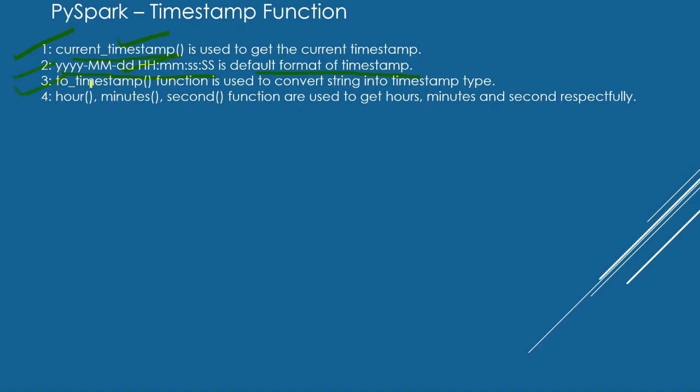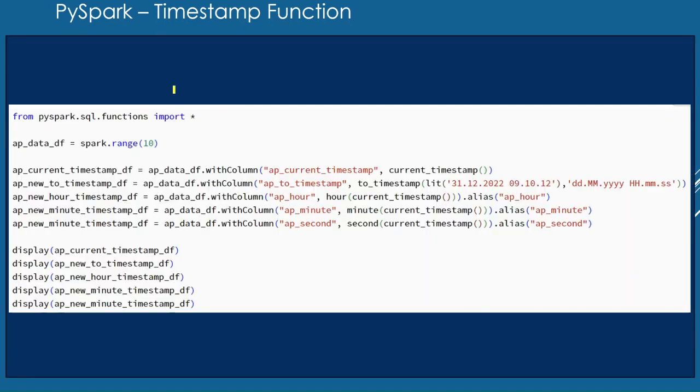The to_timestamp function is used to convert a string into a timestamp. If you have a timestamp in string format, you can convert it into a timestamp with the help of the to_timestamp function. The hour, minute, and second functions are used to get the hours, minutes, and seconds respectively. So suppose there is a timestamp, and you want to get the hour, the minute, and the seconds out of it, we can use the hour, minute, and second functions.